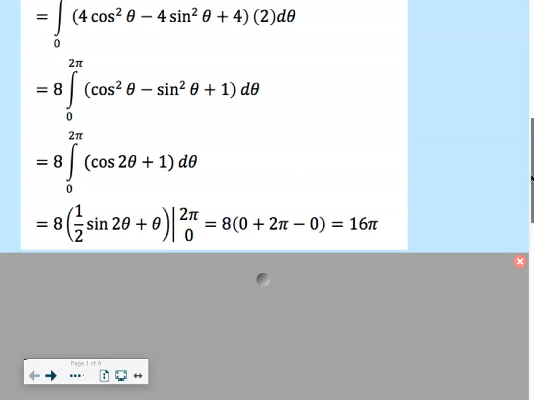Almost everybody figured that out eventually, which is really good. Are there any questions on, look at this, look at all those beautiful 16 pi's.